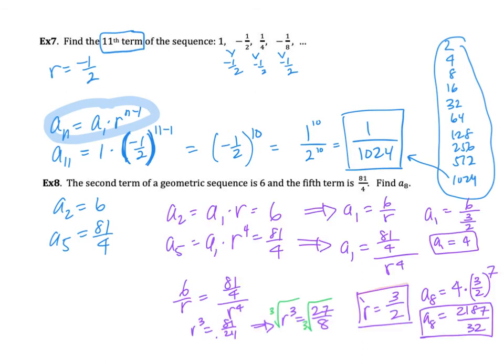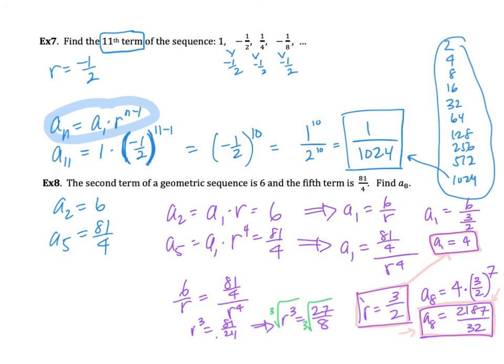Okay, did you get r to be 3/2? And then when you plug that in, did you get a sub 1 to be 4? And then finally, when you used a sub 1 and r, did you get a sub 8 to be 2,187 divided by 32? You can leave your calculator in exact form when you're calculating this. And yes, I said calculator. I would use your calculator for this one. Or if you got a decimal, you can just check your decimal and see if it's the same as my fraction here.